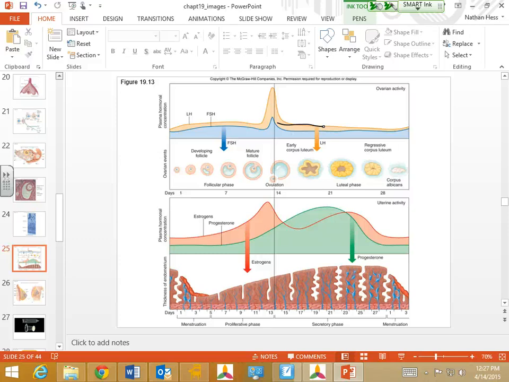Are you with me, my friends? I am not expecting you to memorize this diagram. I just want the big things. Can you give me a big rundown of what's happening hormone-wise, what's happening to the follicle and the eggs, and what's happening at the endometrium? Yes, ma'am?